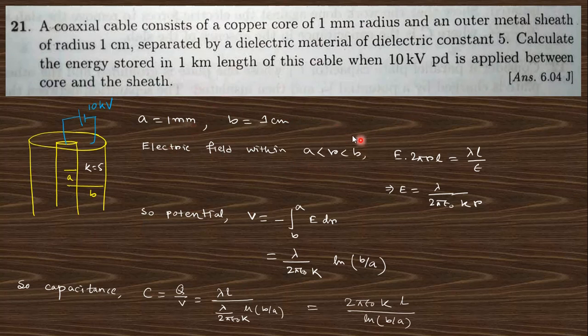So the electric field within this region, that is a to b, is E; in the region less than a the electric field is 0, and greater than b the electric field is also 0. So the electric field present between a and b is E equals lambda by 2 pi epsilon r. This is from Gauss theorem; you can find the electric field by Gauss theorem very easily. The corresponding potential will be the integral from b to a of E dr, and you get this potential. Then the corresponding capacitance will be like that, right?